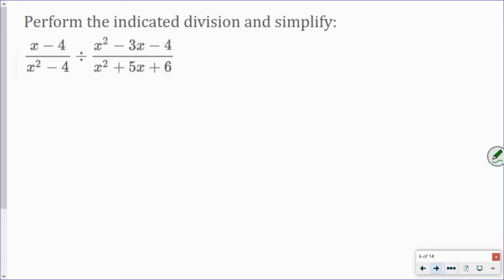Okay, division is very similar. We're going to start with the same steps. We're going to factor everything first. Okay, so this is factored.